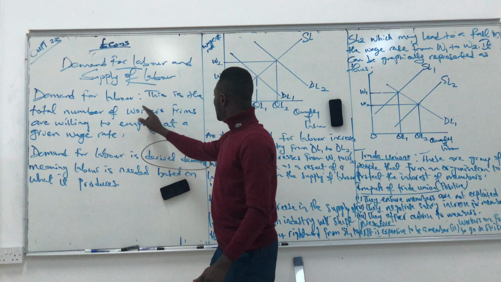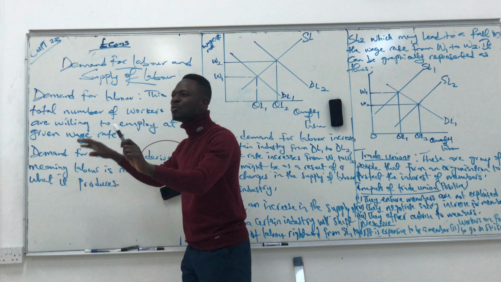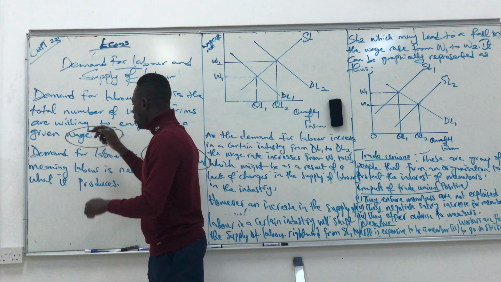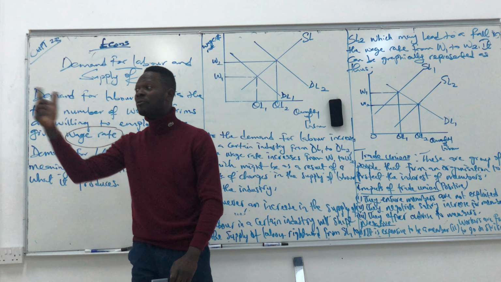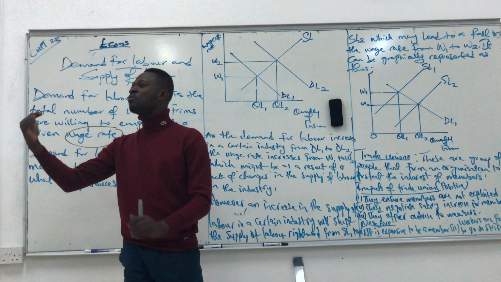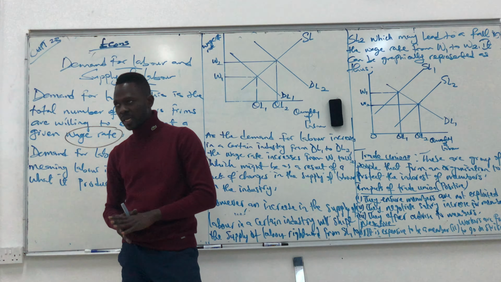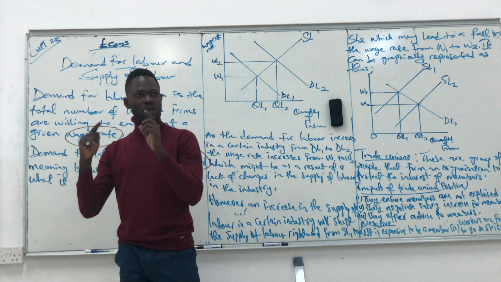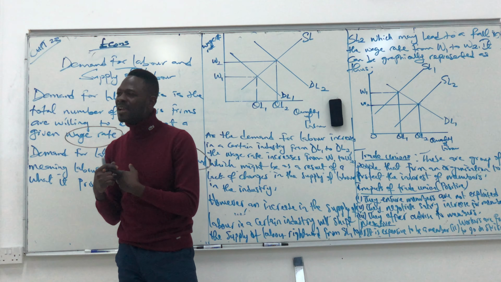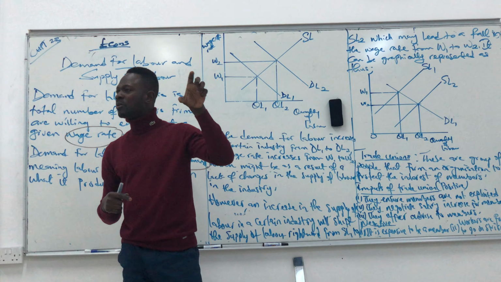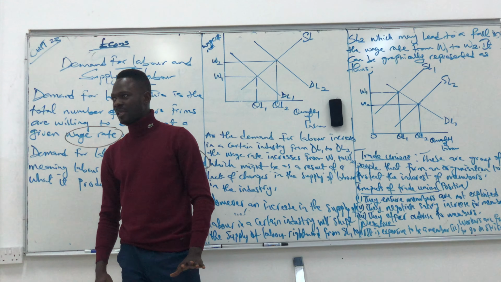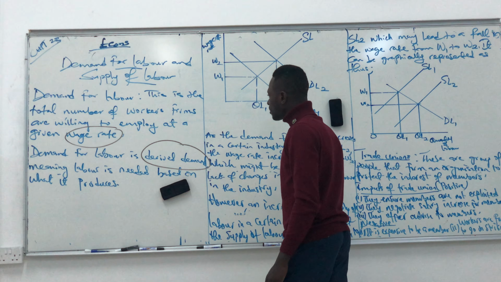Demand for labor is the number of workers firms are willing to employ at a given wage rate. We need workers, it's demand for labor. And if we're going to get these workers, this is the amount we will be able to pay or afford to pay. That is demand for labor. So what you have to take note about demand for labor is that it is a derived demand, because labor is demanded only when it has to produce. That's why it's called derived demand.